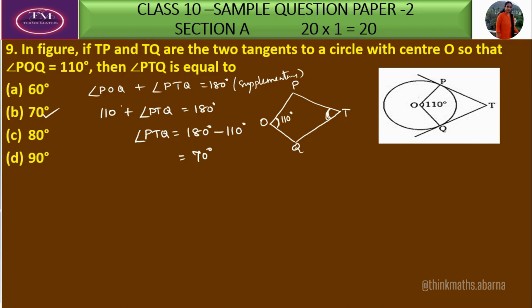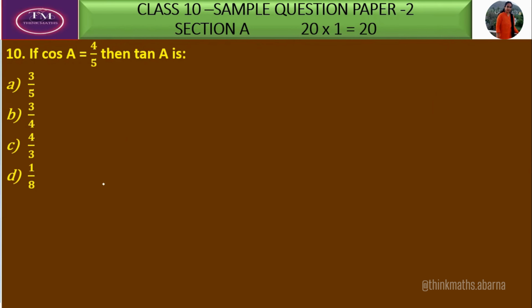So B. So the solution is B, 70 degree is the correct choice. Okay, children? So moving on to the 10th question. If cos A is equal to 4 by 5, then tan A.